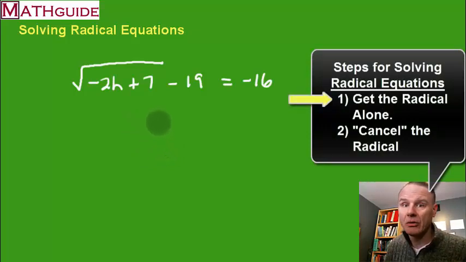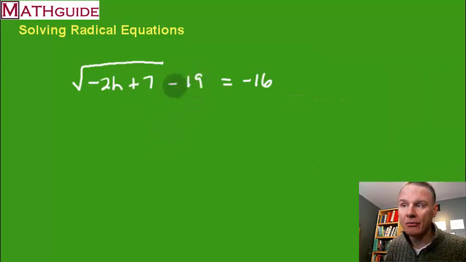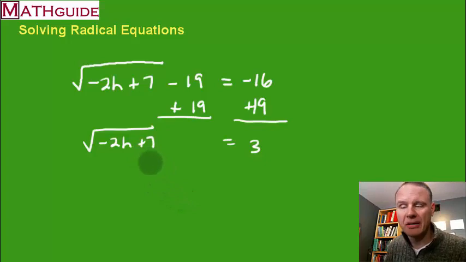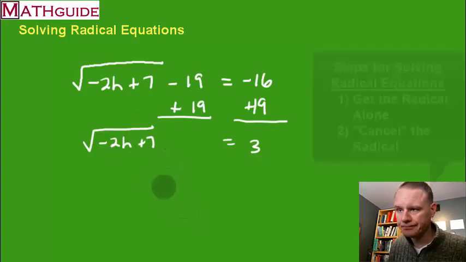All right, so when I try to get this radical alone, I have to get rid of this subtraction by 19. So the inverse operation is to add 19 to both sides. In doing so, we're going to get our first step of this process done. I'm going to add over here. I get 3, and of course the negative 19 and 19 cancel. So step 1 is done. I've got my radical alone.